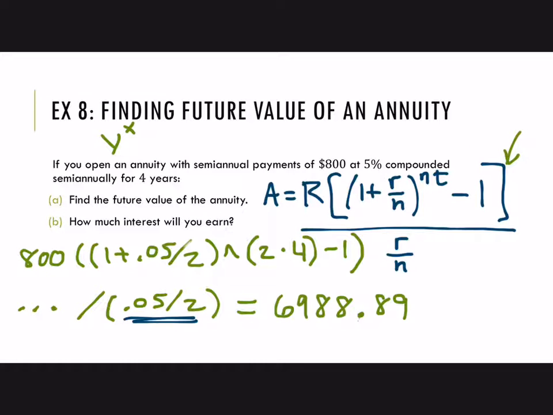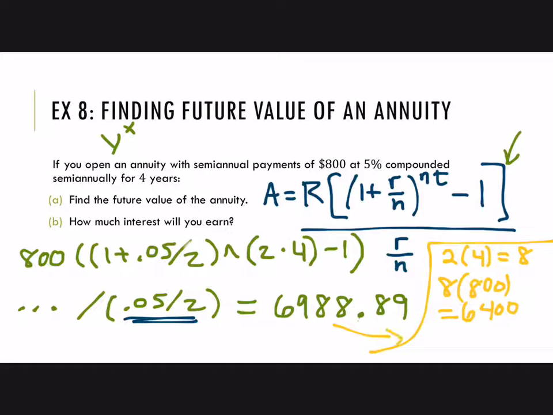Okay, so I just mentioned that part of this. Figure out how many payments were made. So we had twice a year for 4 years, 8 payments, and then 8 payments of $800 is $6,400. So then you take this amount and subtract $6,400, and then that tells you that the interest is $588.89. Okay, so that's part B.